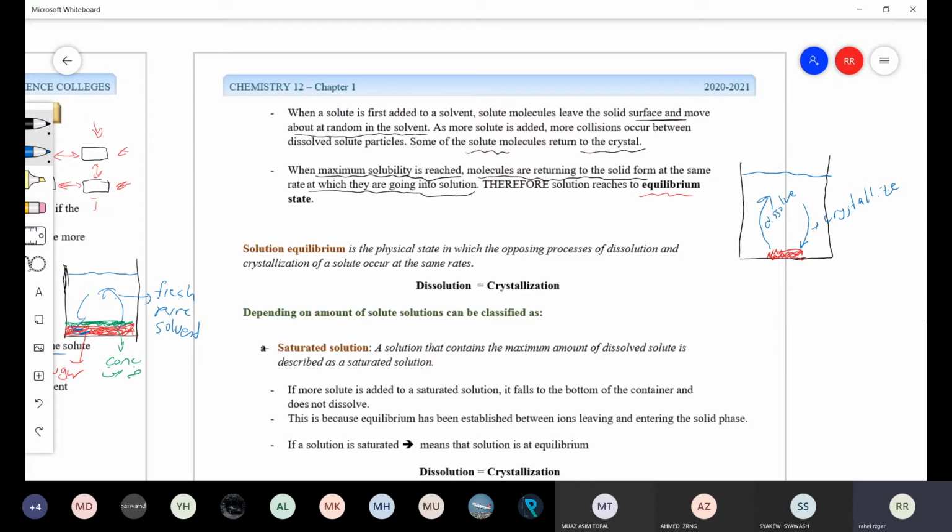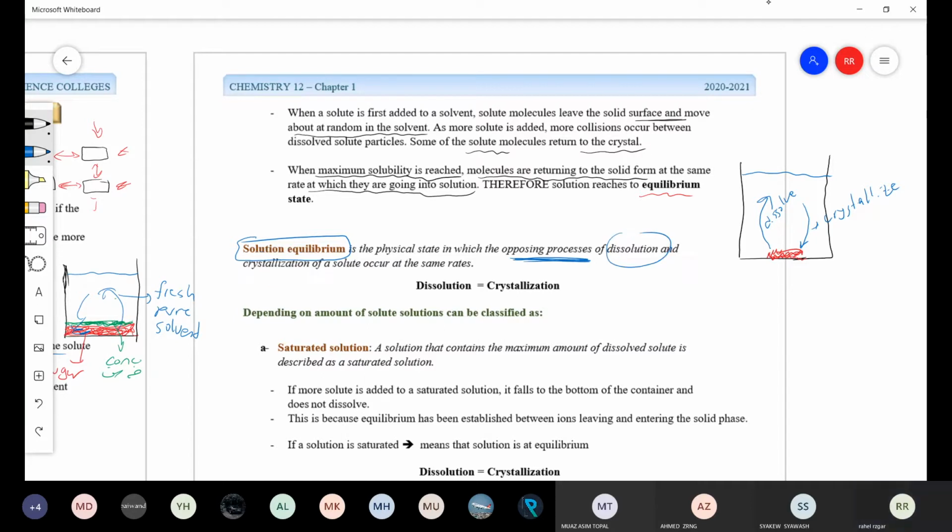We call this state what? Solution equilibrium. And it is the physical state in which two opposing processes, two processes which are opposite of each other, occur. What are the opposing processes? Dissolution and crystallization.